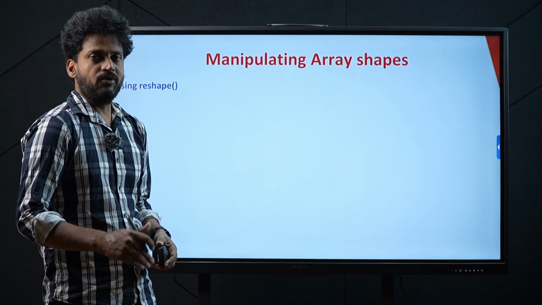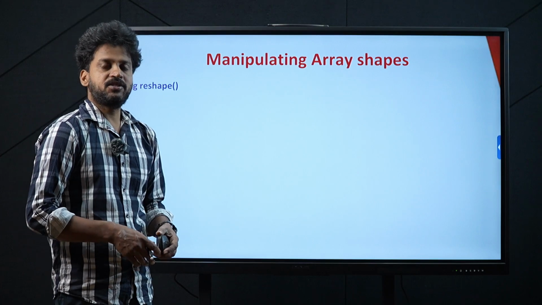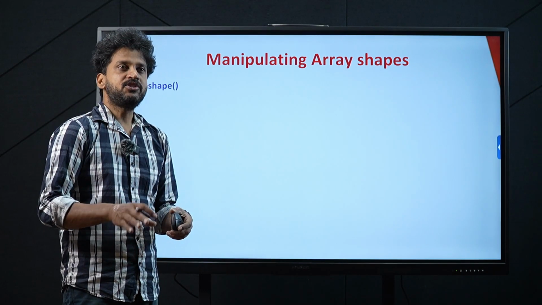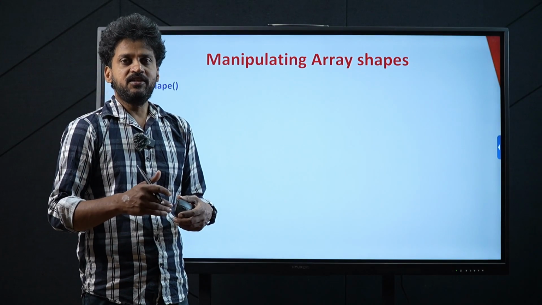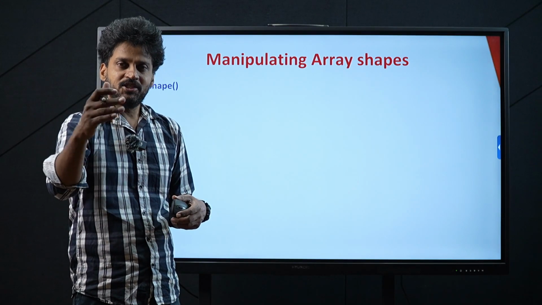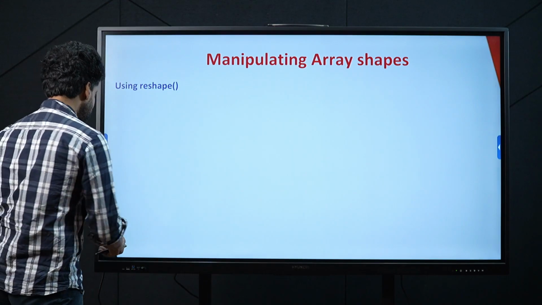Now let's dive deeper into creating and manipulating arrays. Now let us understand how we will be able to change the shape of an array. First of all, before we get into that, we just need to understand what actually is the shape of an array. Although it's very simple, let us recall what exactly is the shape of the array.